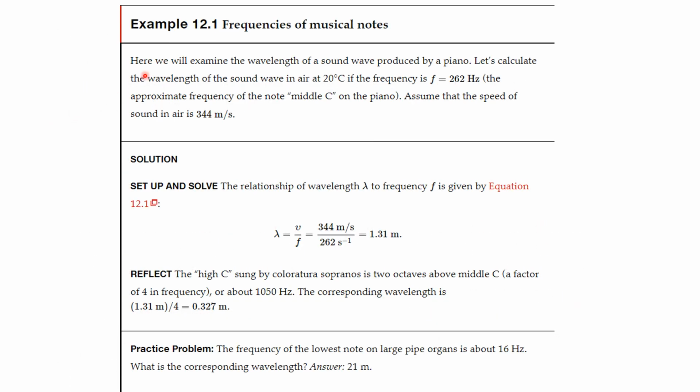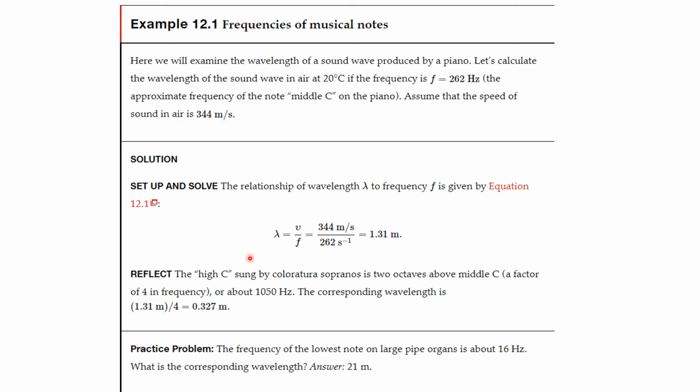Here's another example. Let's calculate the wavelength of the sound wave at 20 degrees centigrade of the frequency f equal to 262 hertz. Now this is the approximate frequency of the note called middle C on the piano. And we're going to assume that the speed of sound in air is 344 meters per second.